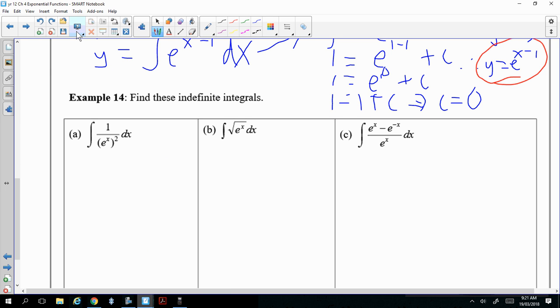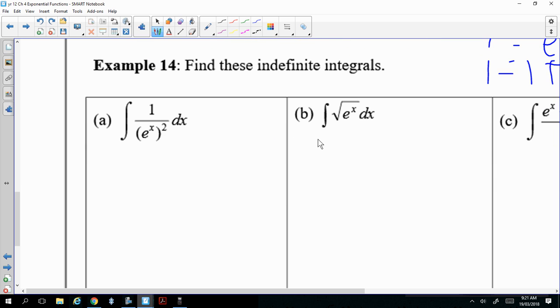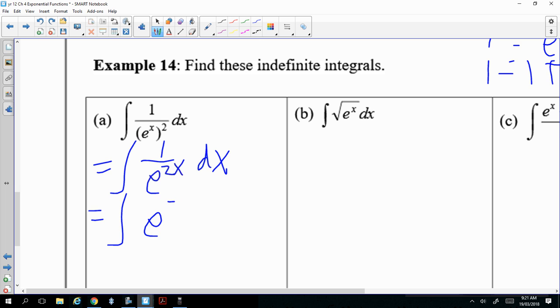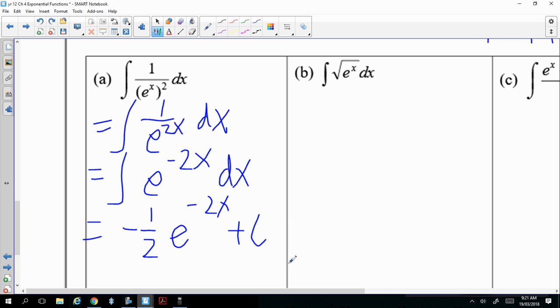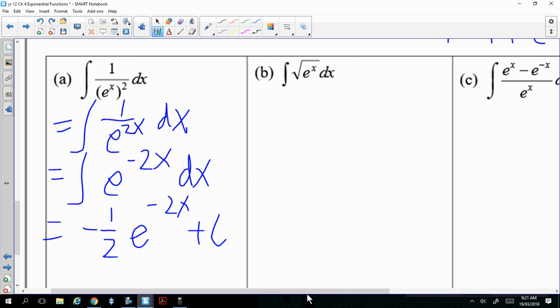So the first one, use the index law. Write 1 over e to the power of 2x dx. That's your first step. And then you write it in negative index, e to the power negative 2x. Then you use the formula. Okay. And then you get negative half e to the power negative 2x plus c. Okay. Alright, try the next two, see if you can write it in index form. Okay, write all of this in index form before you find the primitive.